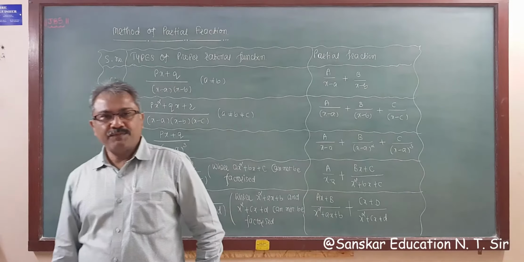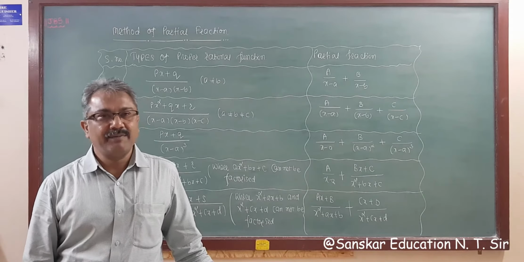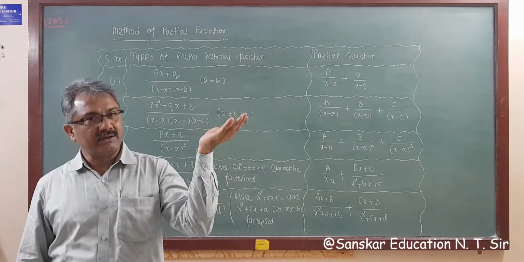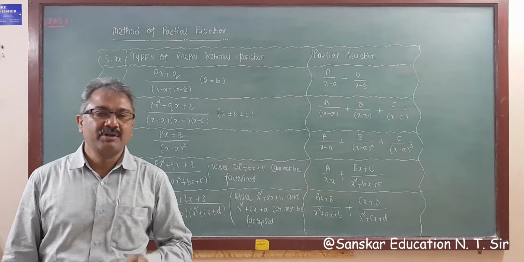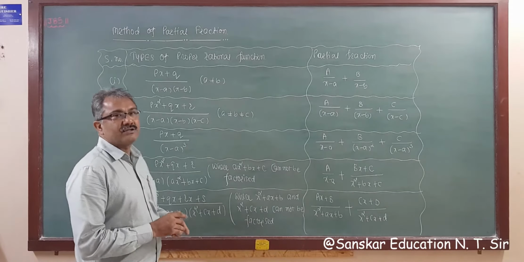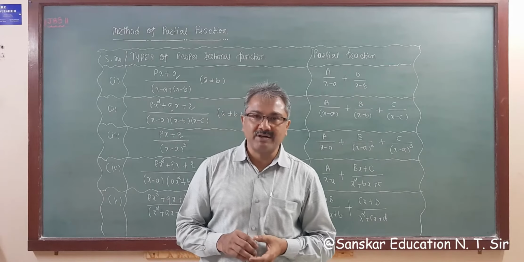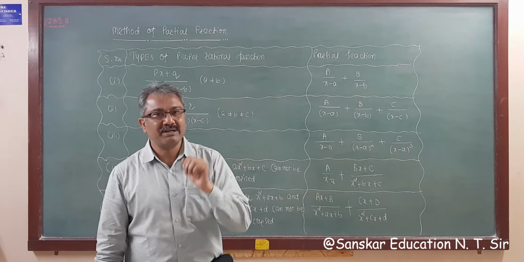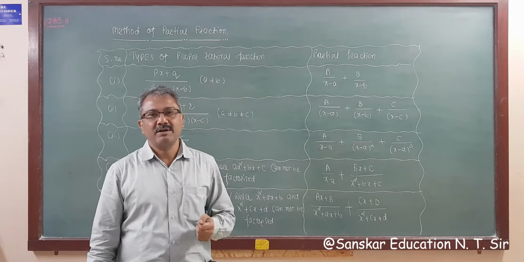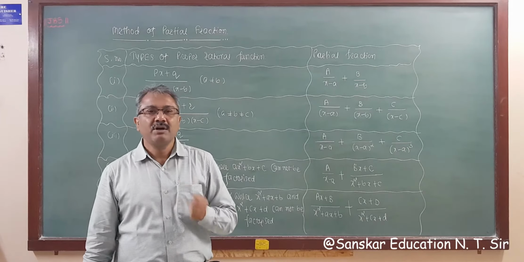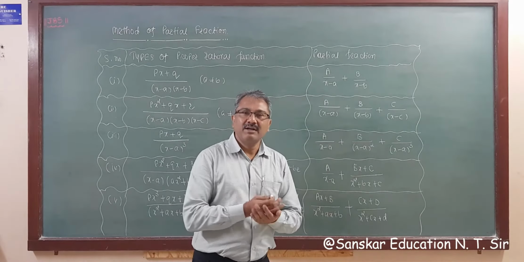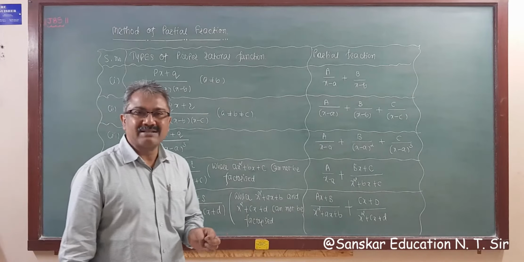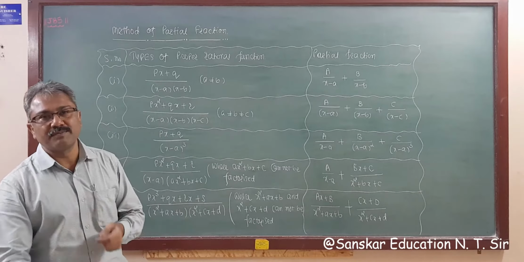So wait. The partial fraction method is applicable for a proper rational function, and a proper rational function means the degree of the numerator is less than the degree of the denominator, which you have to remember. And if the degree of the numerator is not less than the degree of the denominator, then it's called an improper rational function. For an improper rational function, to integrate, you have to change it into a proper rational function by dividing by the denominator. So now, after getting the proper rational function, how do we use the partial fraction method to integrate?